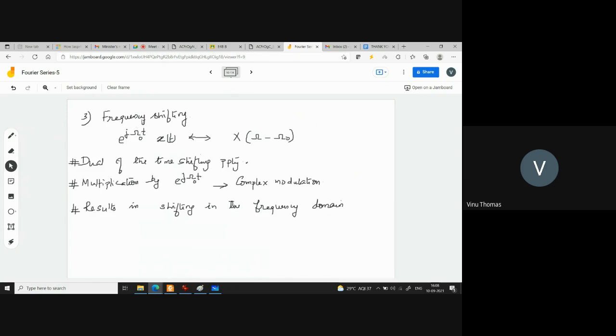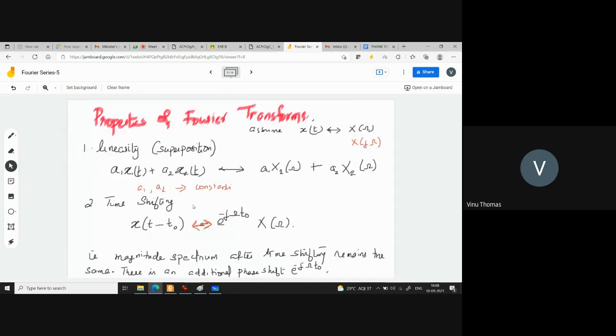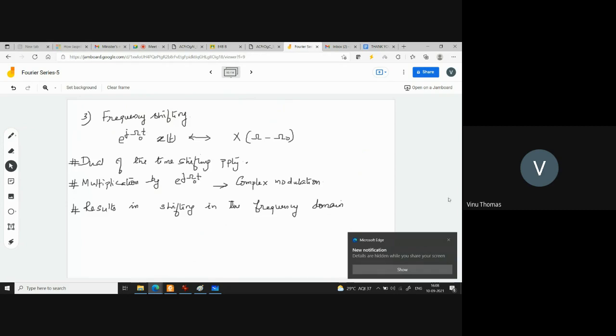Then you have the frequency shifting property. The proof is again trivial. It's in fact very similar to the time shifting property. There you had a complex exponential multiplying the spectrum. Now we will have the complex exponential multiplying the time domain signal. So let us multiply x of t by e raised to j omega 0 t. This is sometimes called complex modulation.